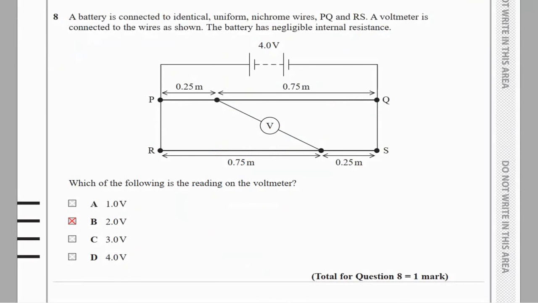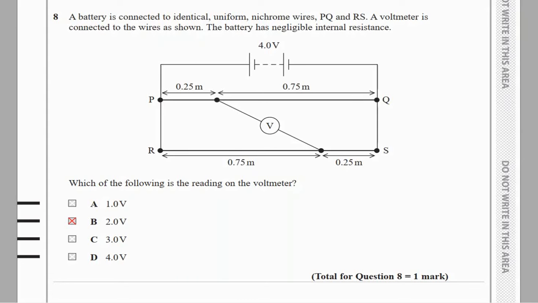Question 8 is actually my favorite question from this entire paper. So let's see. A battery is connected to identical uniform nichrome wires PQ and RS. A voltmeter is connected to the wires as shown. The battery has negligible internal resistance. Which of the following is the reading on the voltmeter? The answer is 2 volt, of course, and let me show you why the answer is 2 volt. For this question, you have to have a very clear understanding of voltage drop. If you don't, I would definitely suggest you to review my lectures on voltage drop topic.